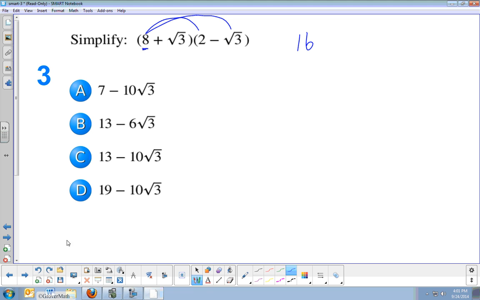So 8 times negative 1 rad 3, if that helps, is negative 8 radical 3. Radical 3 times 2 would be positive 2 radical 3, because remember, again, this is not a radical, but this is. They're both positive terms, that's why it's positive. And then the last one is probably the most significant. Positive rad 3 times negative rad 3 is going to be negative, because a positive times a negative is negative. But radical 3 times radical 3 is 3.